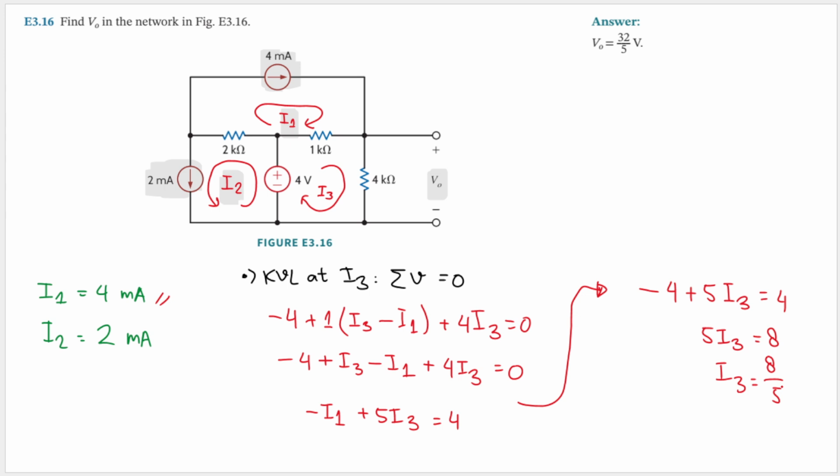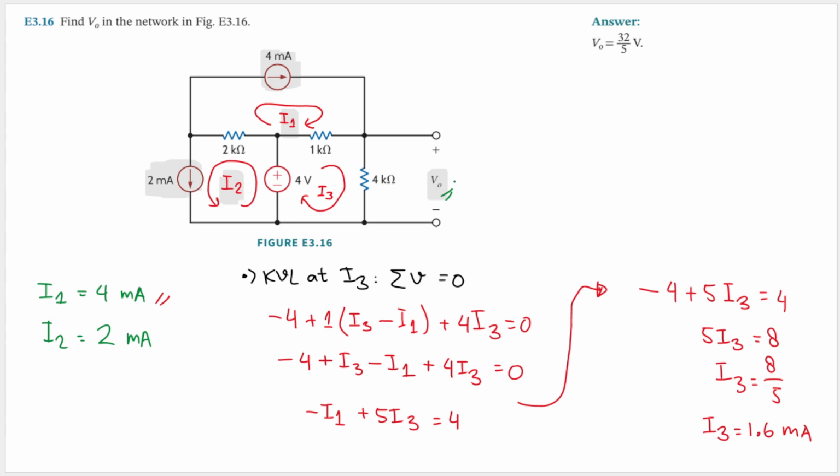What is 8 divided by 5? I think that will be 1.6, right? So we'll have 1.6 milliampere. Good. But the question does not ask about I3, but it is asking about V0 here.